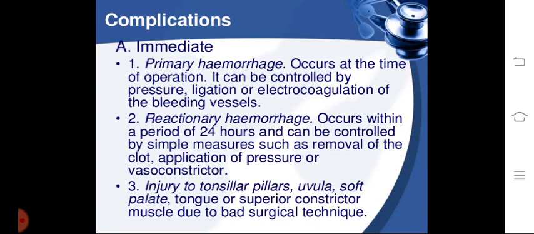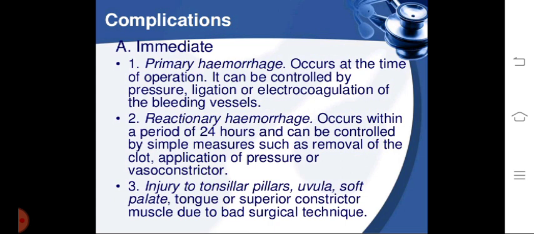Coming to the complications, which is the most important section of tonsillectomy, we can divide them into immediate and delayed complications. Among immediate, first, any bleeding which occurs before 24 hours is primary, and any bleeding which occurs after 24 hours is secondary. So it has changed a little, and now reactionary is not there in the classification. Primary hemorrhage can be controlled by pressure, ligation, or electrocoagulation of the bleeding vessels.